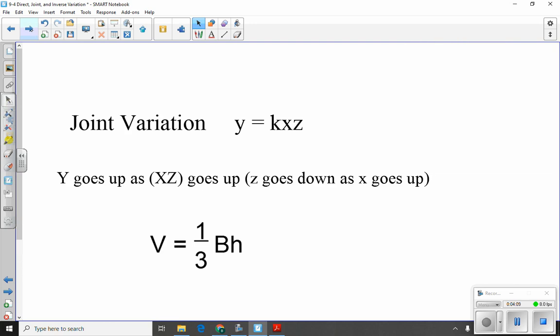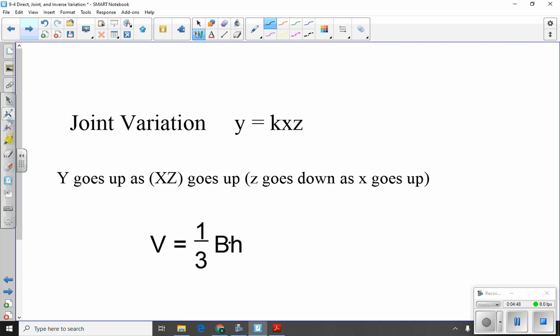The third type is called joint variation, and joint variation combines both direct variation and inverse variation. So there's three variables, and an example of this would be the volume of a cone. The volume of a cone is 1/3 the area of the base times the height. So if the base gets bigger, then the volume is going to go up. Or if the height gets bigger, the volume goes up. But if the volume needs to stay the same and the base gets bigger, then the height would have to get smaller. So you have both relationships.